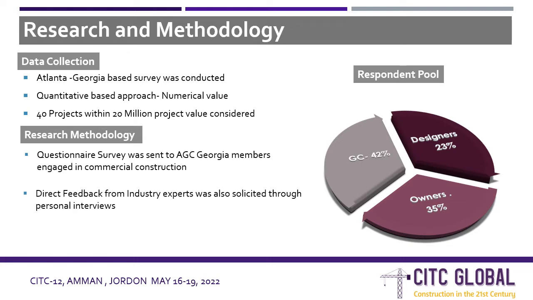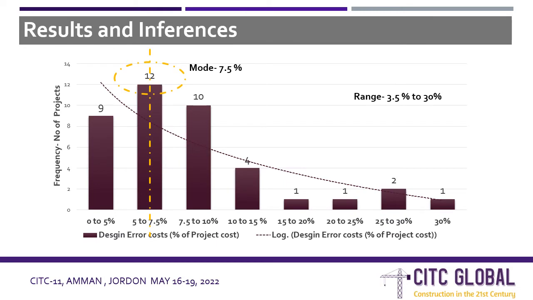We ended up with a respondent pool of GCs, general contractors 42%, designers 23%, and owners 35%. So we can see an overall uniform distribution of the respondent pool, on which the data reliability was based. Moving on to another slide, we'll quickly understand how our results and inferences were formulated from the data collection which we described earlier.